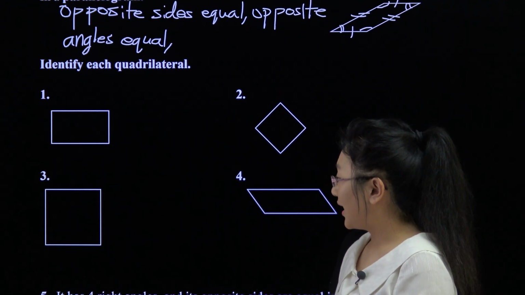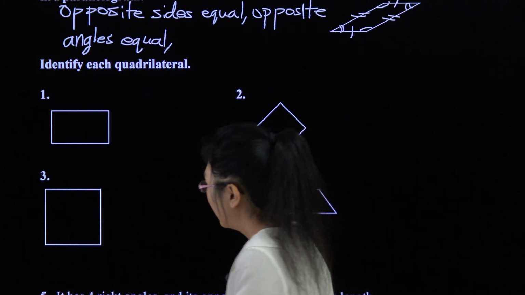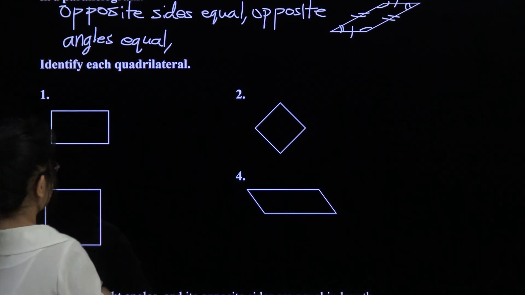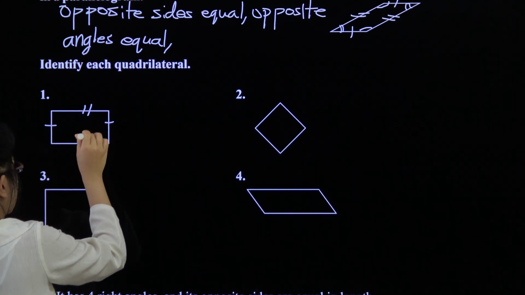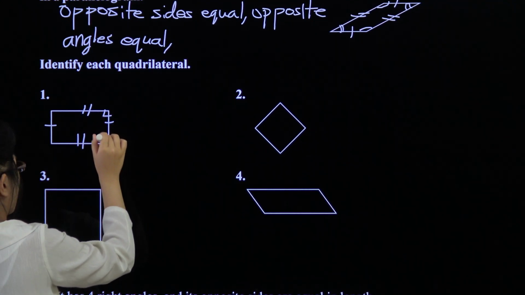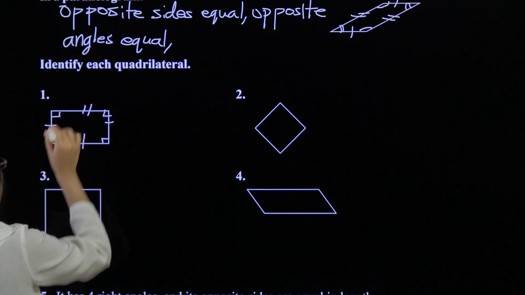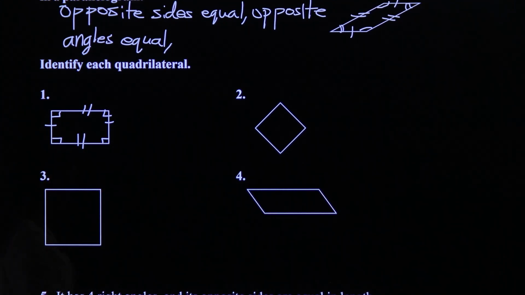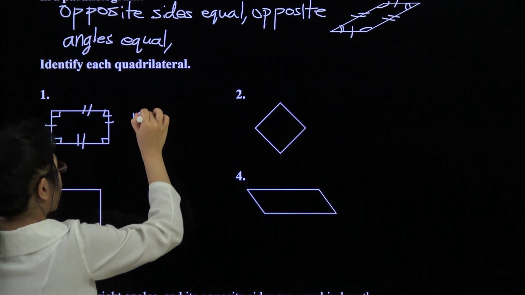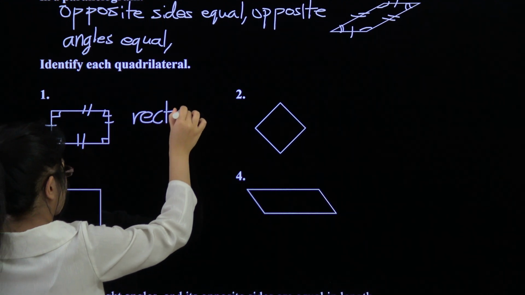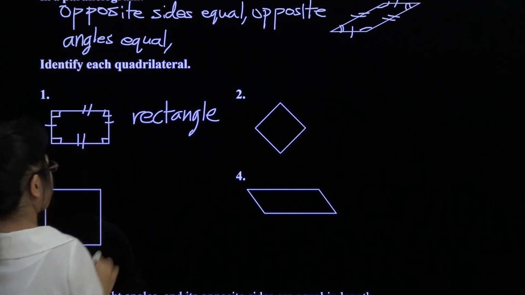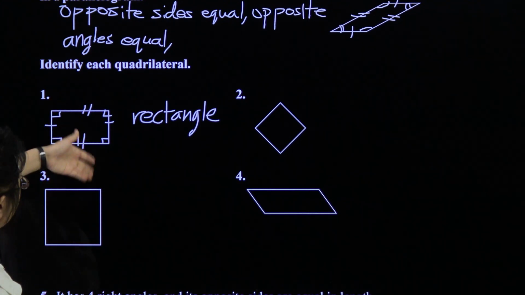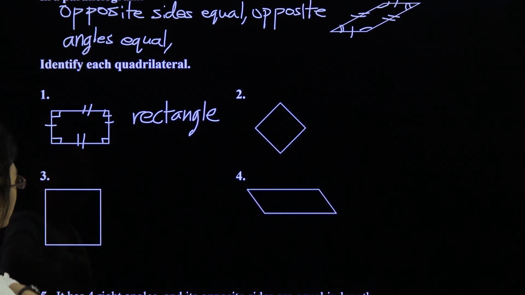Identify each quadrilateral. Now, question number 1. The opposite sides are equal, and there's 4 right angles. So it would be a rectangle. It could also be a parallelogram. Because, hey, the opposite sides are equal and the opposite angles are also equal.